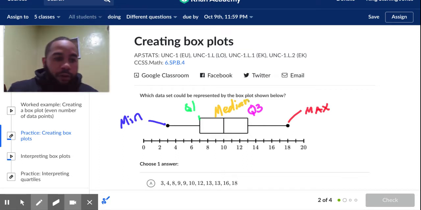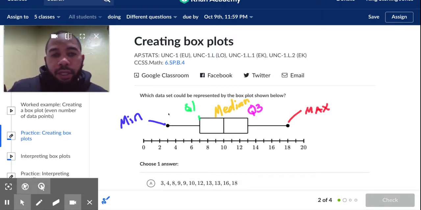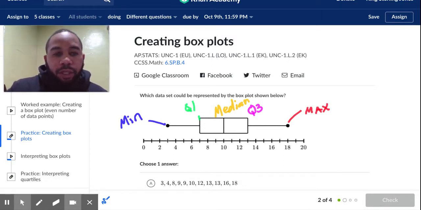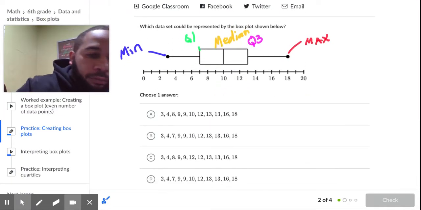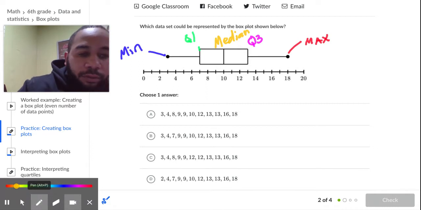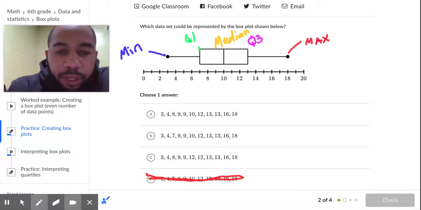Okay, so the first thing we can do when we scroll and we're doing this assignment is we have a minimum at 3. You see that right there? And we have a maximum at 18. So that bottom one is out. We can just cross that one out because it has a minimum of 2. Then we have a median of 10.